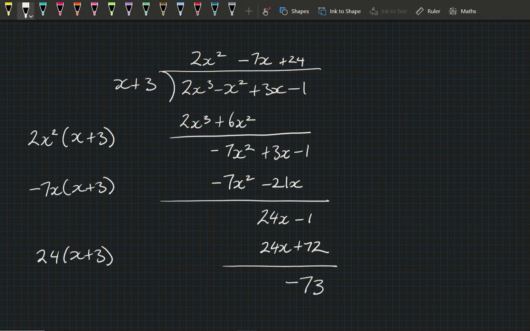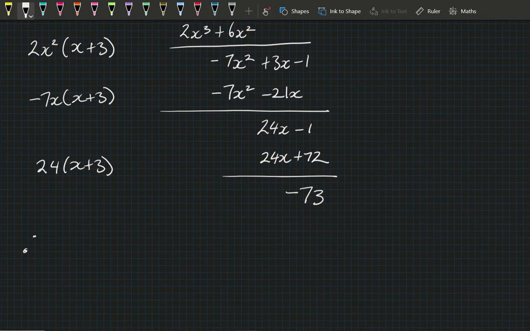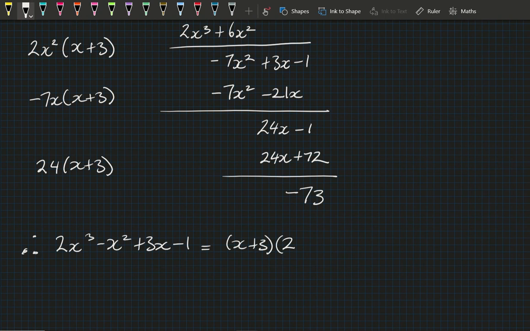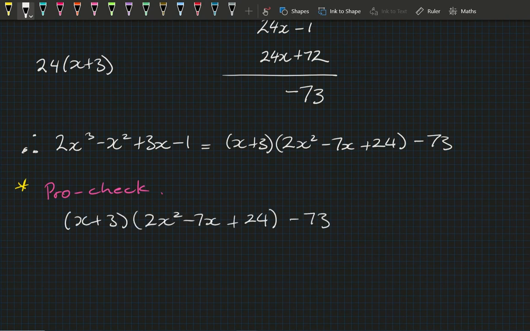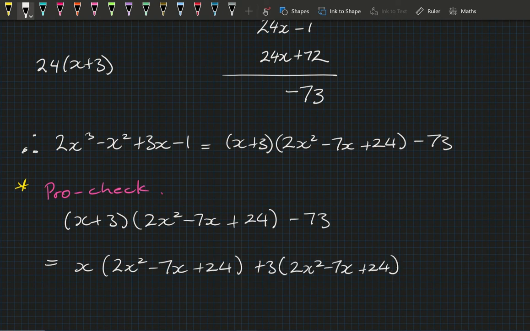So that means we've got 2x cubed minus x squared plus 3x minus 1 is equal to our divisor, x plus 3, times the quotient, 2x squared minus 7x plus 24, minus the remainder, 73. Alright, let's do a pro check. So let's write out our answer, and then we can expand that by multiplying the big bracket by each term in the little bracket. Of course, not forgetting that remainder.